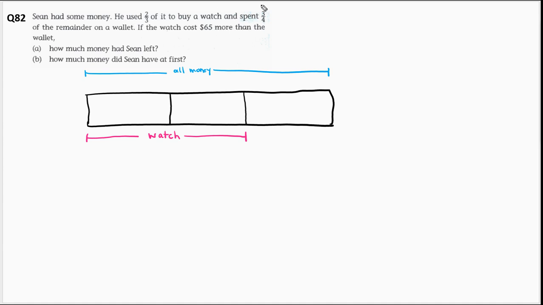And he spent 3/4 of the remainder on a wallet. Now, what is the remainder? This here is the remainder. So you have to be very clear on what that is. And it's 3/4 of this that he spent on a wallet. So what we need to do is split this bar into quarters.